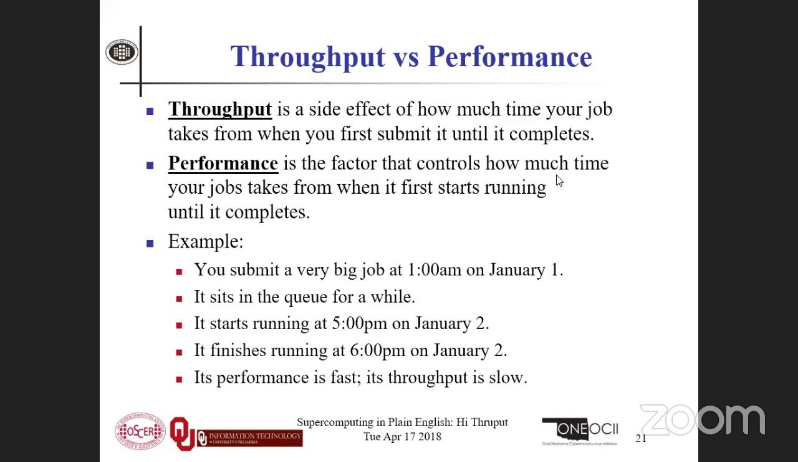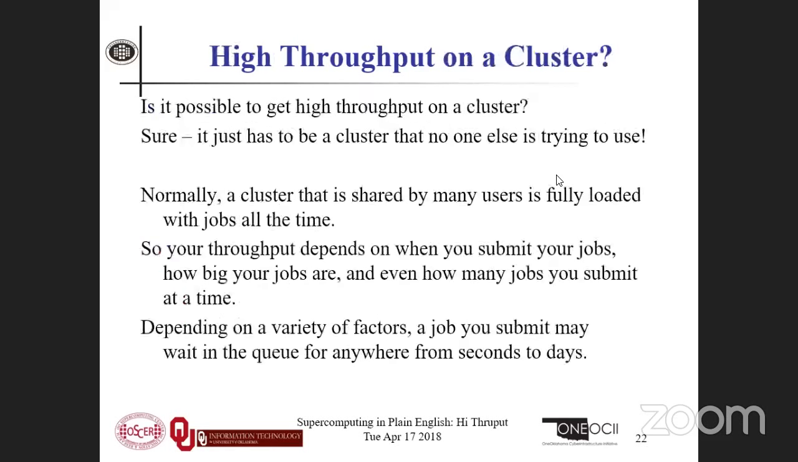For example, if I've got a very big job and I submit it on January 1st at 1 a.m. and then it sits for a long time in the queue, and eventually the next morning or the next evening it starts running, and it finishes running an hour later, then the performance is lovely, right? I got the job done in an hour. But the throughput is terrible. It took me a day and a half, right? So that's maybe a good way to think about the distinction between throughput versus performance.